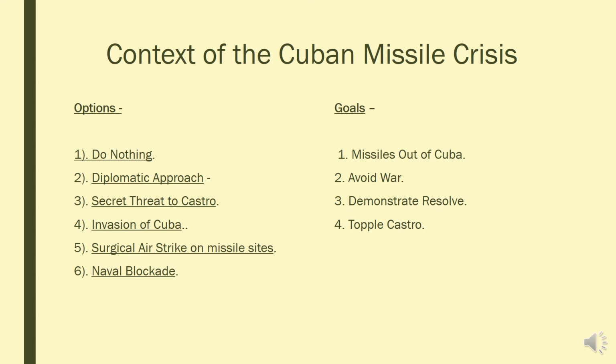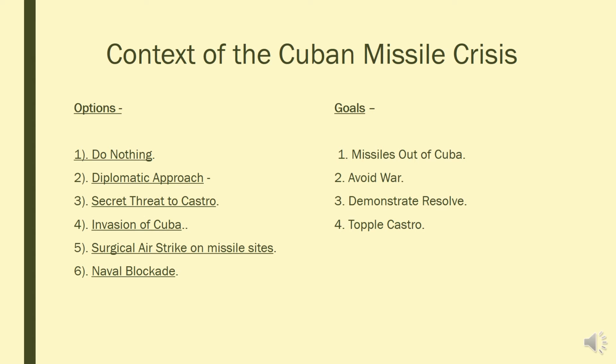Let's look again at our options presented by XCOM and the goals presented by XCOM. The number one goal was the desire to have the missiles out of Cuba. Which options tick off this goal? Well, do nothing does nothing. It doesn't achieve any of the goals, and so it was stricken.